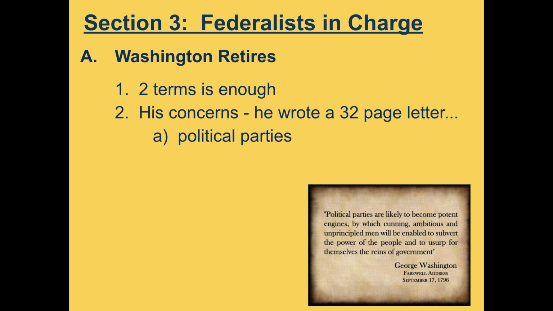He's done, and he deserves to be done, even though Americans are saying, George, stick around for one more term. We need you. George is like, come on, guys, let me go. And everyone's like, yeah, okay. So when he leaves, he writes a 32-page letter giving advice as to what should happen in the future.